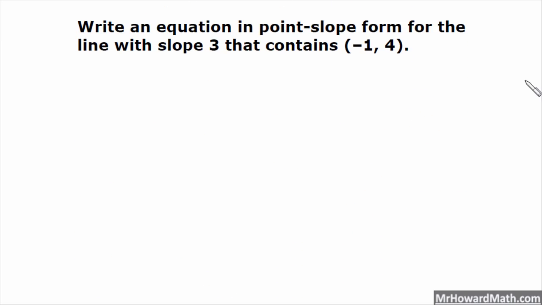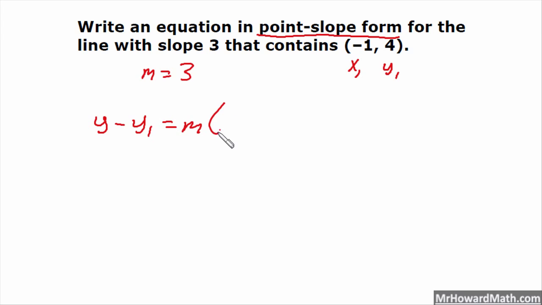Okay, so our first example, write an equation in point slope form. Always make sure you understand what form they want it in. For the line with slope 3, so let's go ahead and write that, m is 3, and the point negative 1, 4, so that's my x1, y1 right there. Okay, so let's recall what point slope was. It was y minus y1 equals m times x minus x1.